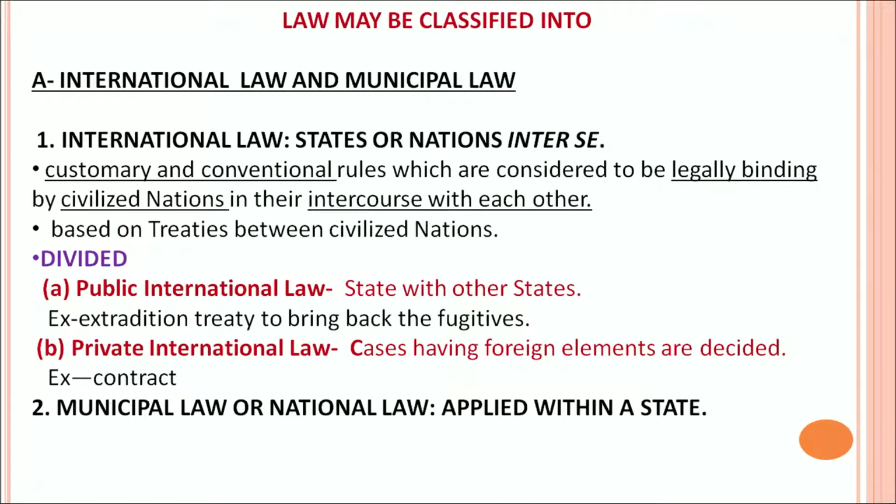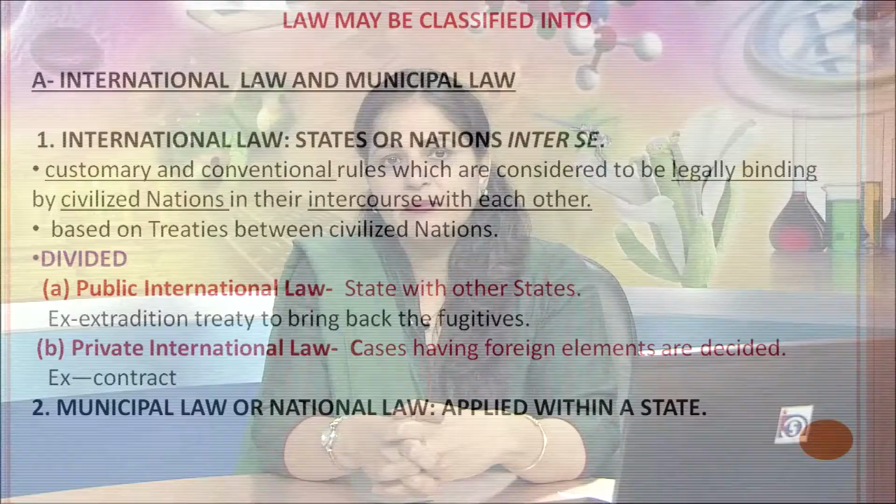The second category is the private international law. It deals with cases having foreign elements and how they are decided. Say for example, a contract between an Indian and a Pakistani, and supposing it takes place in Ceylon, and we have to decide what rules etc. will be applicable. So we have to always rely on the private international law.